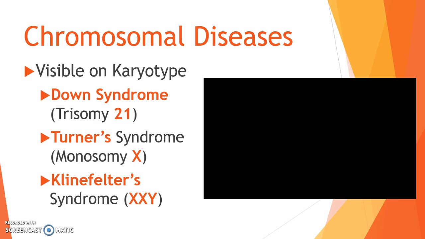If you're looking at a karyotype and they have all the autosomes the same, but they have a monosomy or only one sex chromosome, that person suffers from Turner syndrome. And if you're looking at your karyotype and they have the autosomes all the same, but then they have a trisomy for their sex chromosome and they have an extra X chromosome, then that person suffers from Klinefelter syndrome.